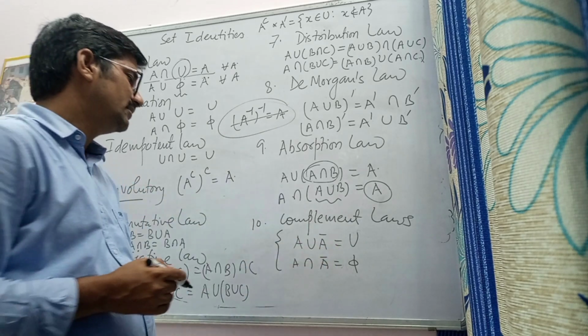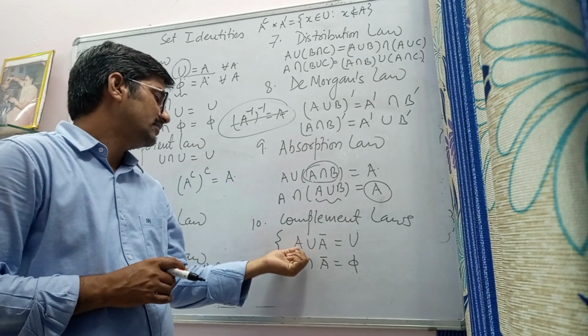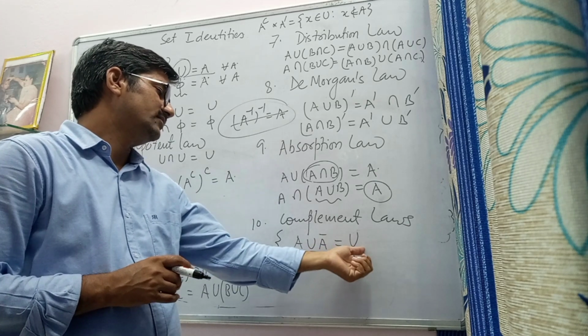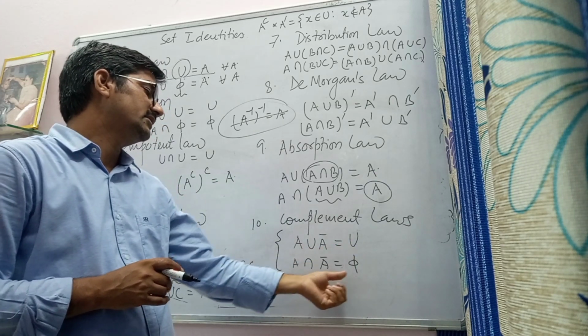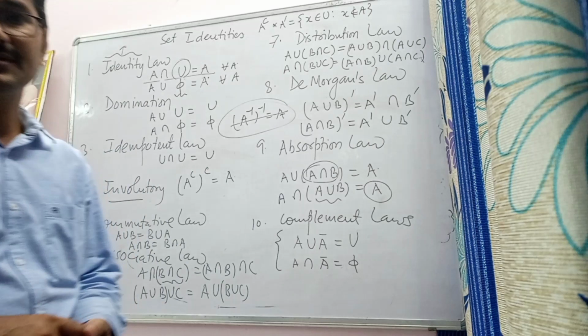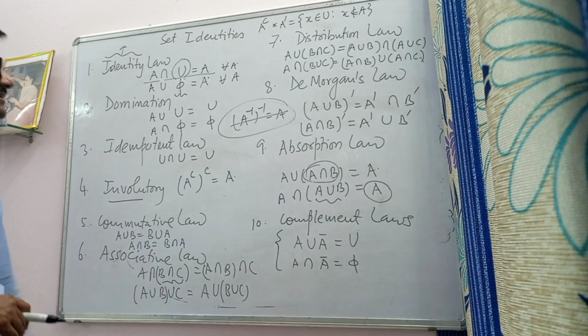Complementary laws. The union of a set with its complement is the universal set, and the intersection will give us the empty set. Okay, so we will end this lecture here.